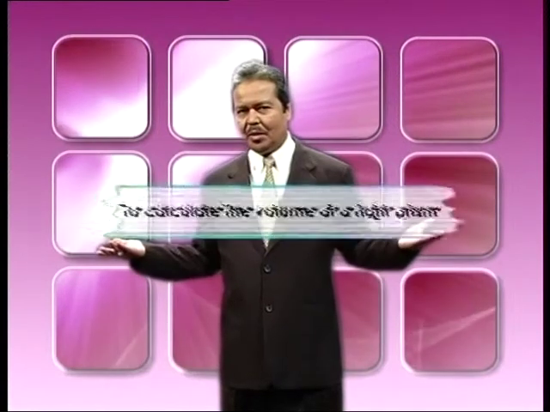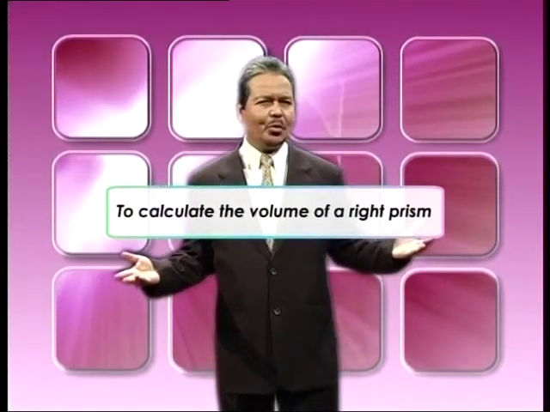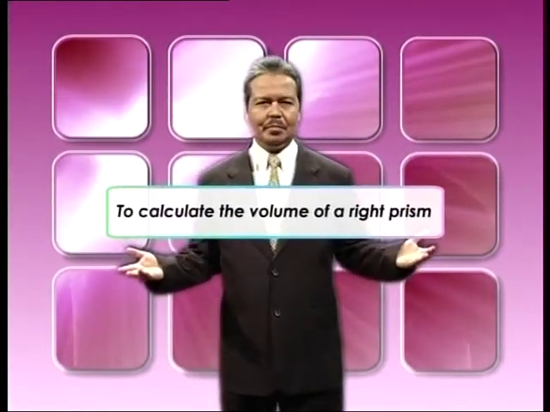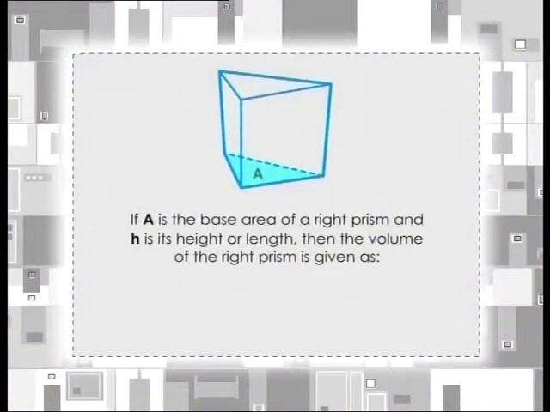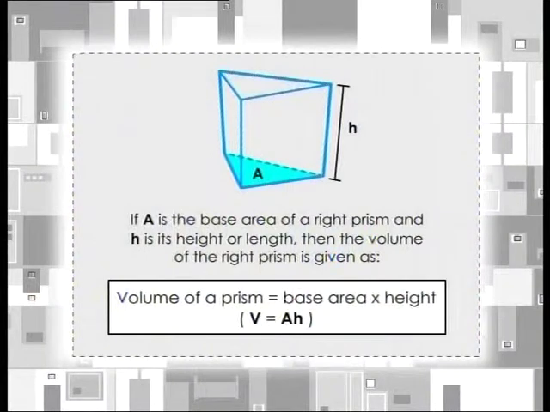If we are given a right prism, how are we going to calculate the volume of the prism? If A is the base area of a right prism, and h is its height or length, then the volume of the right prism is given as volume of a prism equals base area times height, or V = Ah.